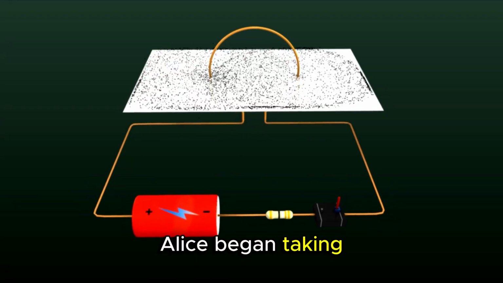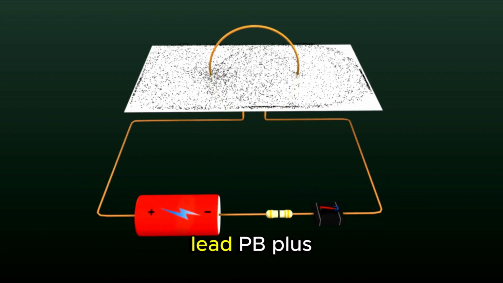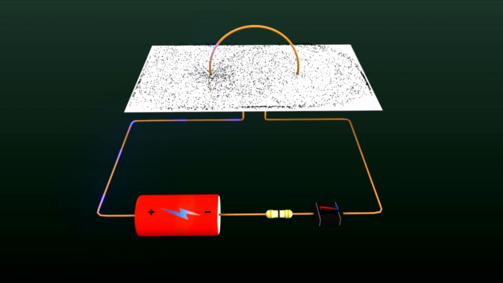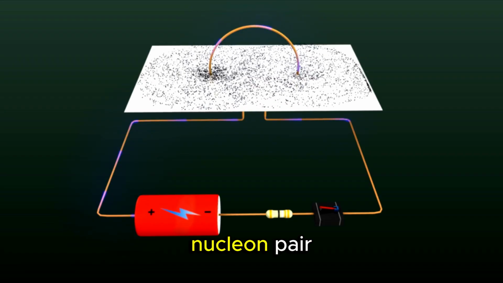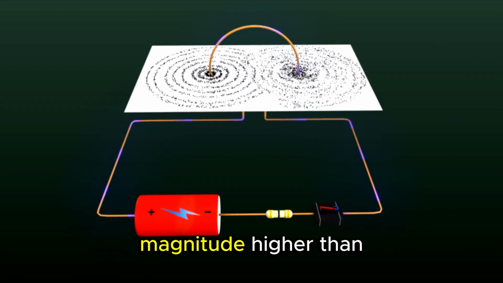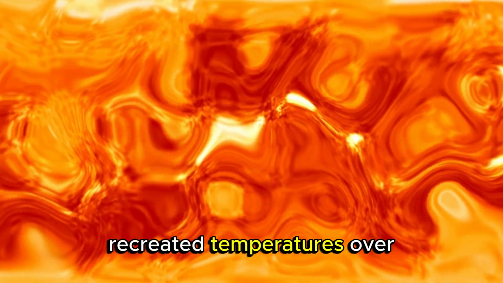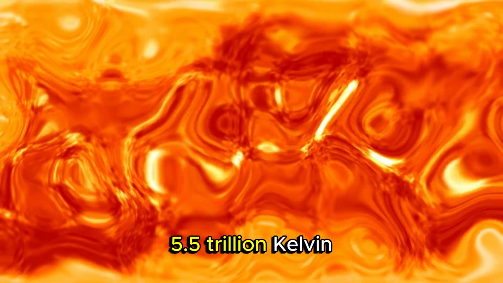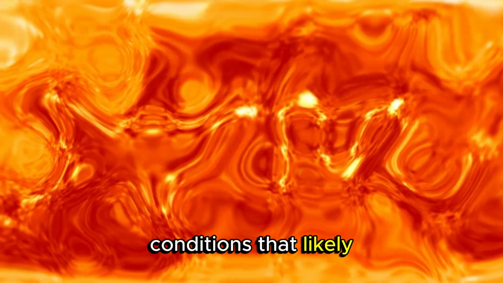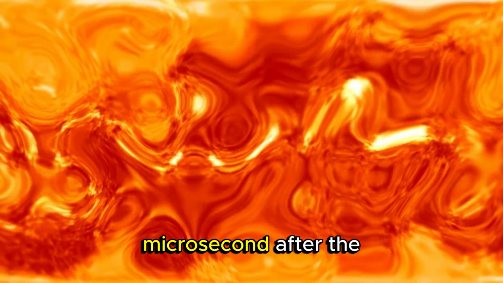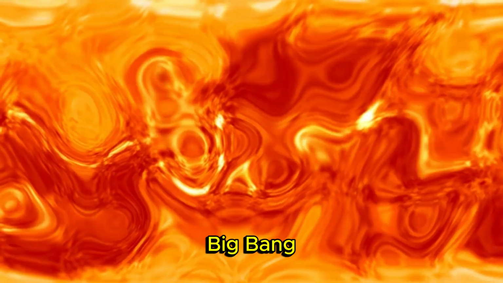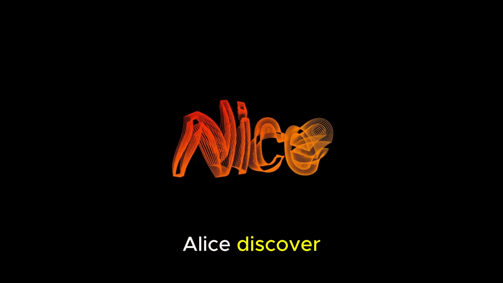ALICE began taking data in 2010 using lead-lead (Pb-Pb) collisions at unprecedented energies, up to 5.02 TeV per nucleon pair, an order of magnitude higher than RHIC. These collisions recreated temperatures over 5.5 trillion Kelvin, conditions that likely only existed less than a microsecond after the Big Bang. So, what did ALICE discover?